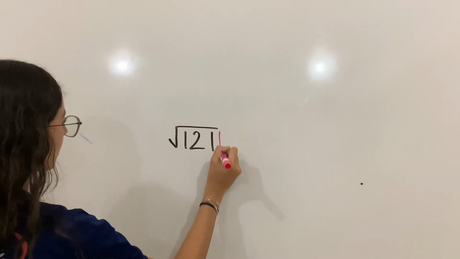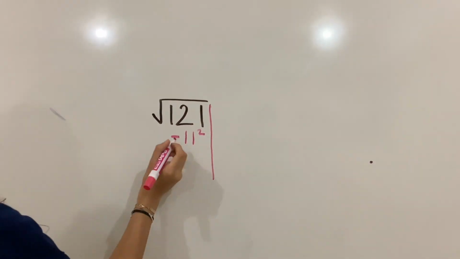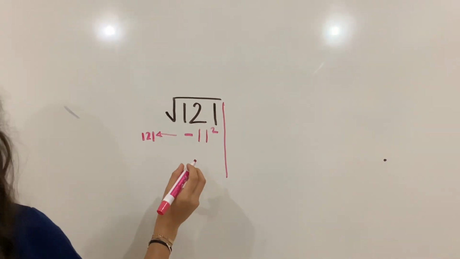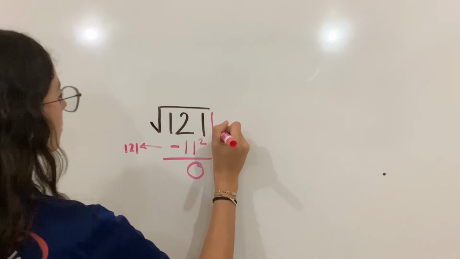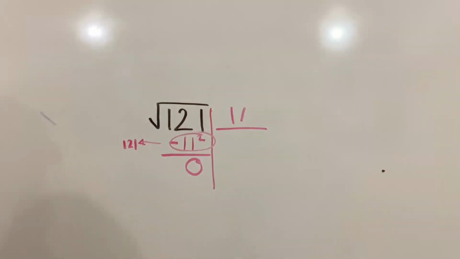For our first example, we have the square root of 121. The first thing we need is to find a number that multiplied by itself will give us 121. So 11 times 11 is 121.